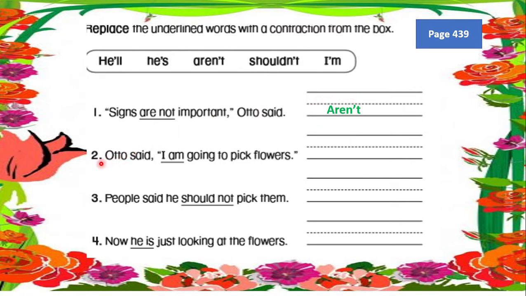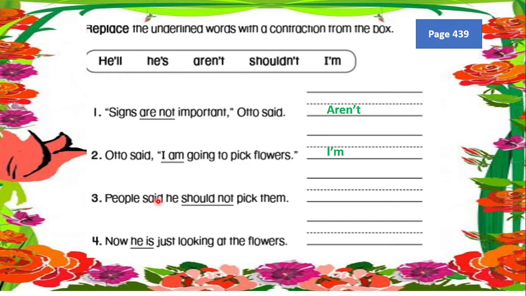Number 2. Otto said, I am going to pick flowers. You remove A. The rule says remove A and put an apostrophe instead. Becomes I'm. I'm. In case you're not understanding what I'm saying, please go back to the explanation.